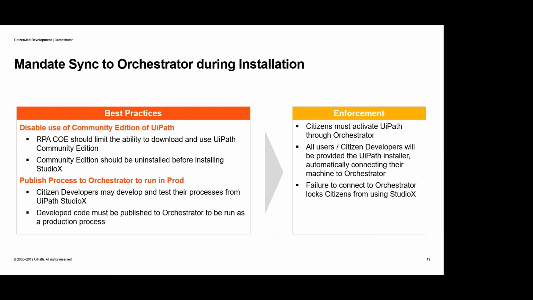Because the orchestrator plays such a central role in governing a citizen development program, companies should require citizen developers to activate UiPath through the orchestrator. During installation, all citizen developers should automatically connect their machine to the orchestrator without the choice not to. Failure to connect to orchestrator should lock citizens from using StudioX, and the use of community edition should be disabled. Developed code must be published to the orchestrator to be run as a production process. Otherwise, it would be very difficult for the COE to track citizen developers' activities.